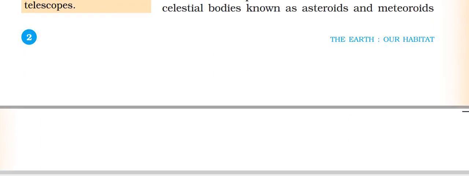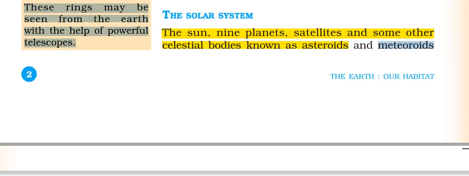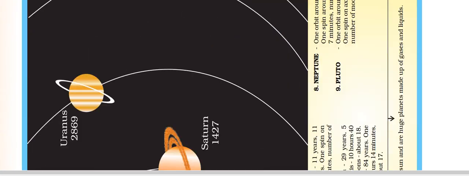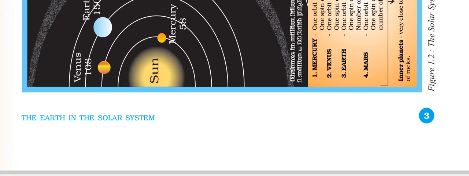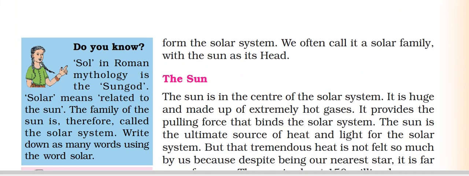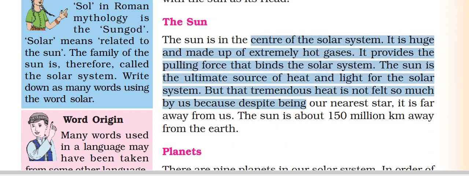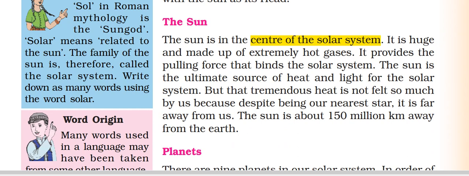The solar system: the Sun, nine planets, satellites, and some other celestial bodies known as asteroids and meteoroids. We often call it a solar family, and the sun is the head. The sun is the center of the solar system. It is huge and made of extremely hot gases. It provides the pulling force that binds the solar system.